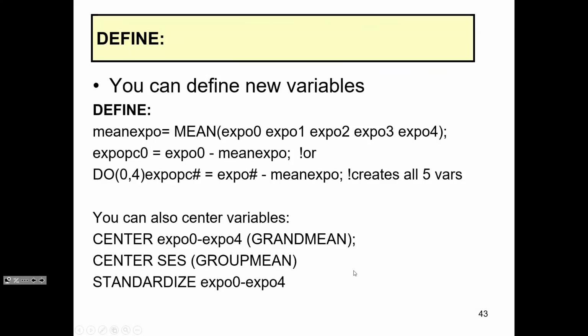So that's one way you can do it, and this is just one example of how you can do stuff. You can also center variables. There's a center command. I can say center these variables, and then in parentheses grand mean, and it will grand mean center those variables. I could also say center a variable around the group mean, and it will group mean center those variables. Or I can say standardize, and of course the standardized variable is going to be a z-score variable, with a mean of 0 and standard deviation of 1. So these are all options for how you can transform things right in Mplus.